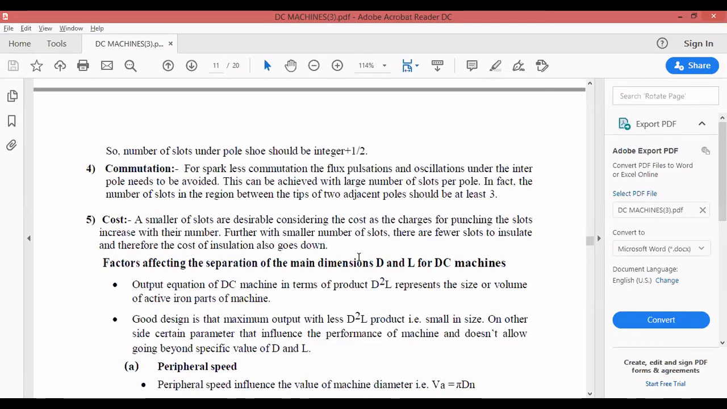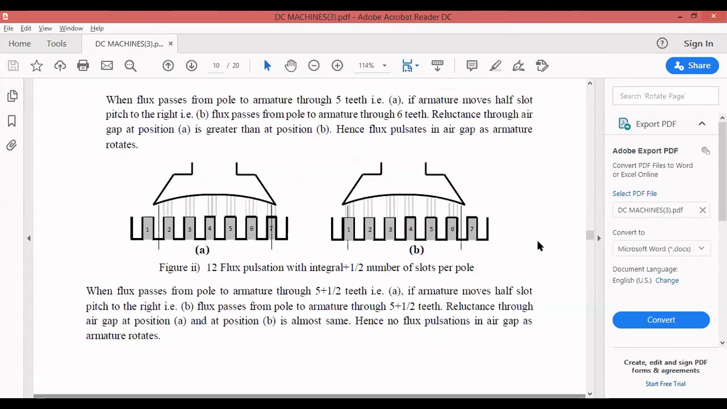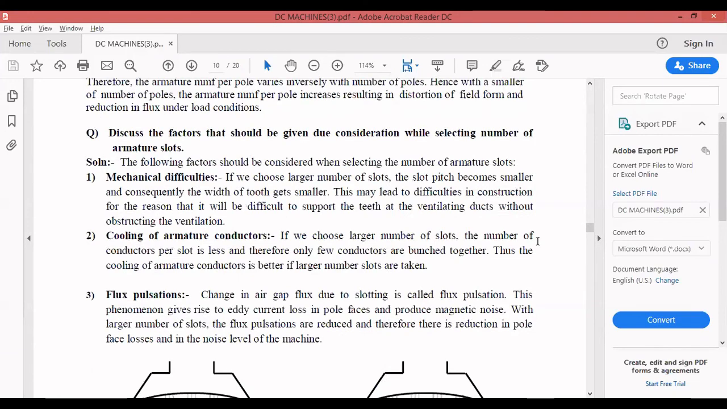If you go for more slots, you want to provide more insulation, so definitely the cost will go up. These are the five factors that should be considered for the selection of the number of armature slots. How many?